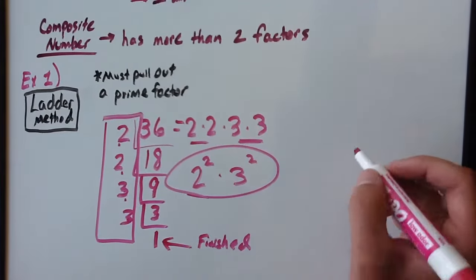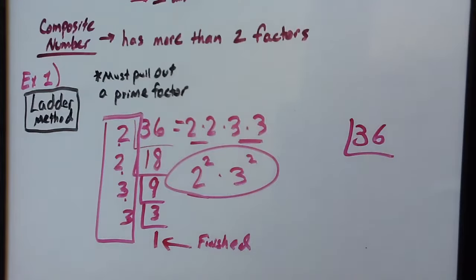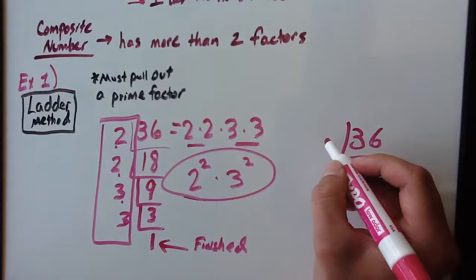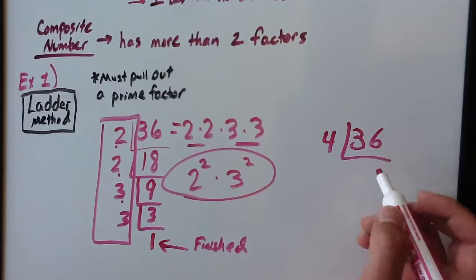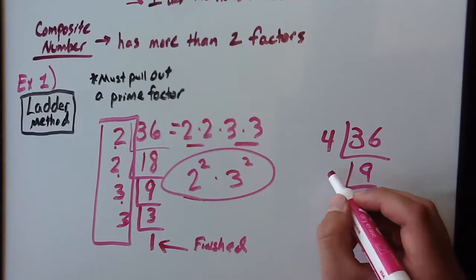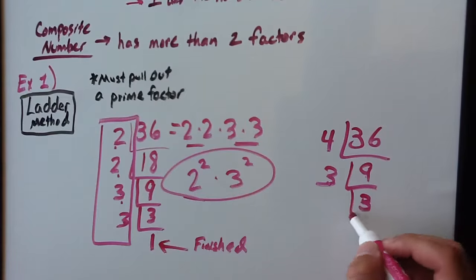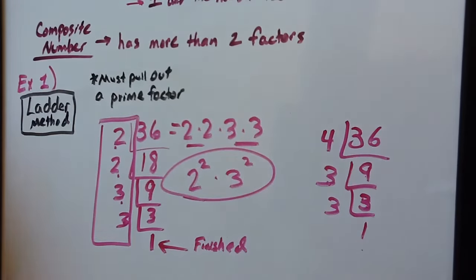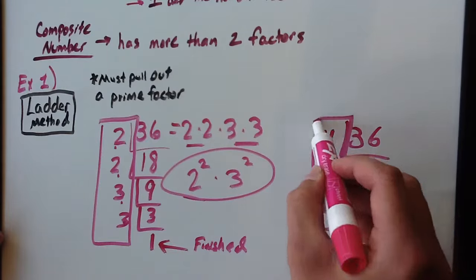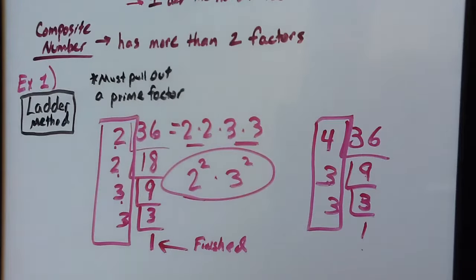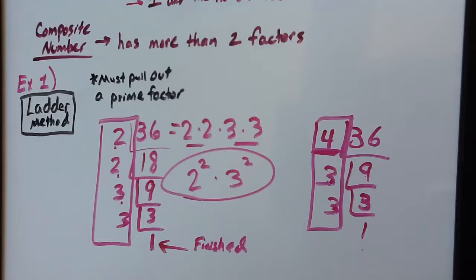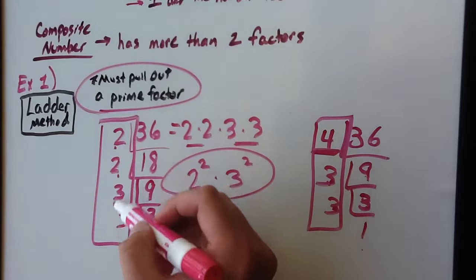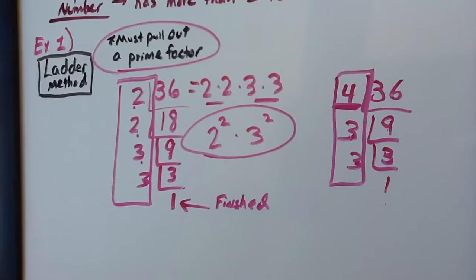Now let me show you what would happen if I have 36 and I'm using the ladder method and I don't pull out a prime factor. Let's say I pull out a 4, which is a factor of 36, it's just not prime. Well, 4 times what is 36? That would be 9. I pull out a 3. 3 times 3 is 9. 3 times 1 is 3. Okay, so now if I look down the side here for prime factors, well, those are not all prime, right? 3 and 3 are prime, but 4 is not prime. So that's why I must pull out a prime factor if I'm using the ladder method, so that what I end up with is indeed all the prime factors. So that's example number 1.